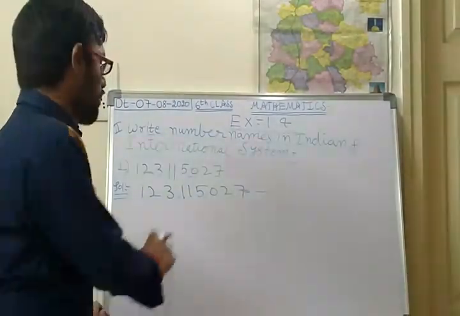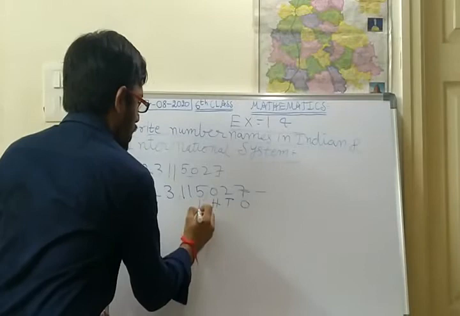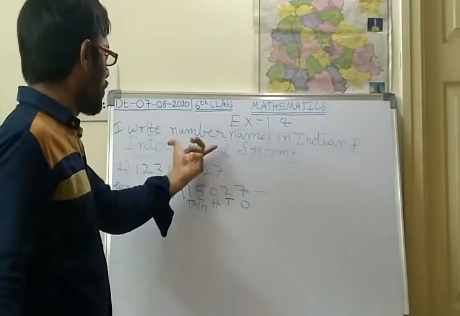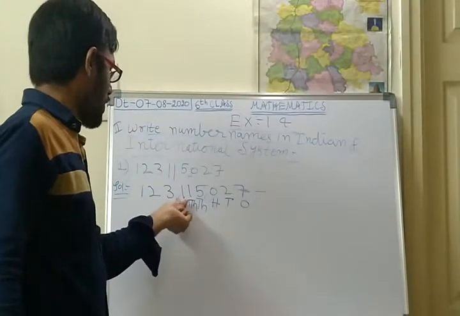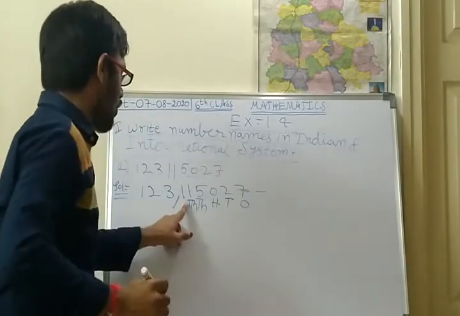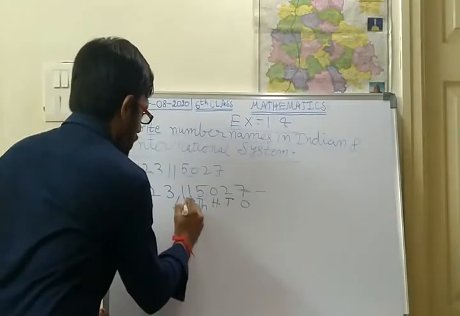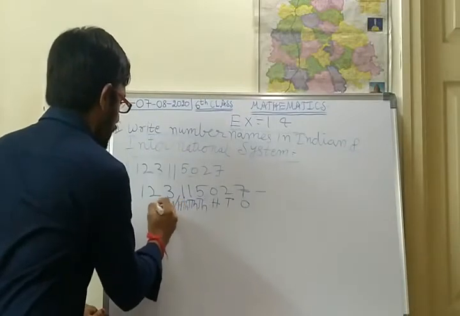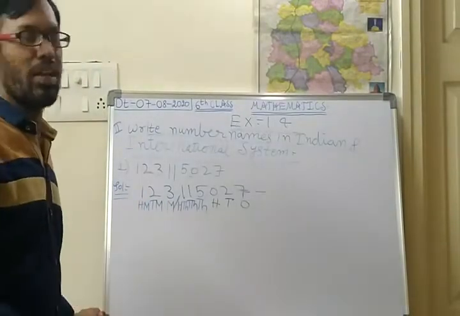Place names. So first one is ones, tens, hundreds, thousands, 10,000s. So up to 10,000 in the Indian system. But now we are talking about the international system. So in the international system, you should place the commas here. So what is the place name here in the international system? It is 100,000. After 100,000, million, 10 million, 100 million. So like this you should keep the place names.